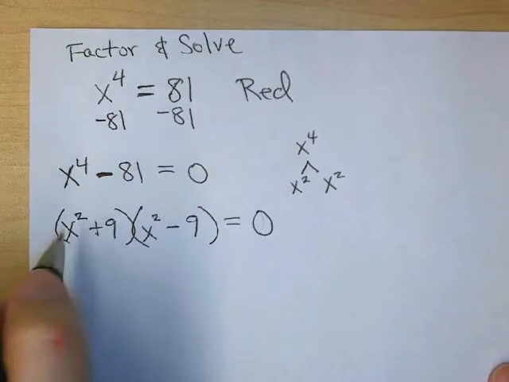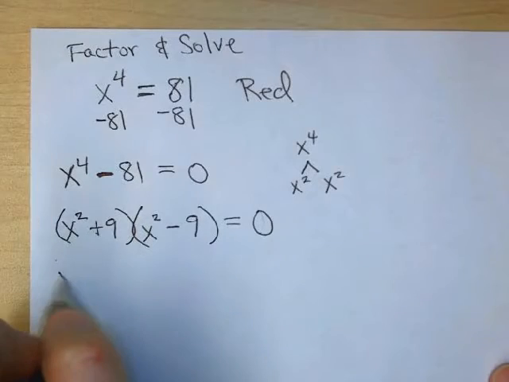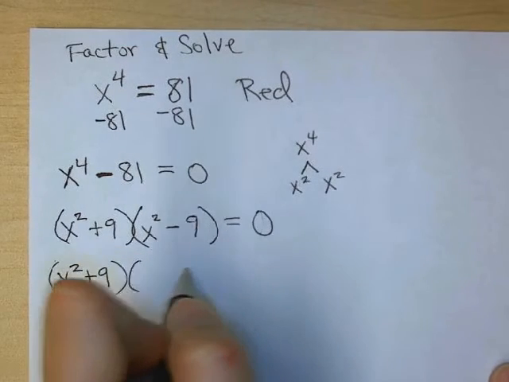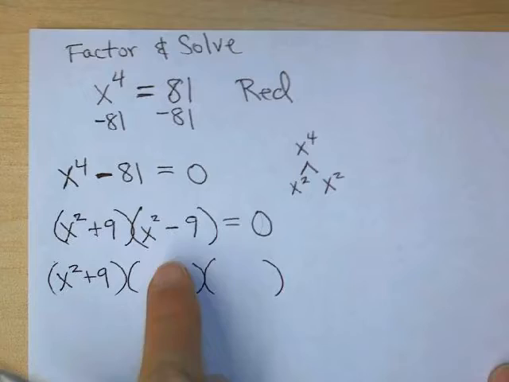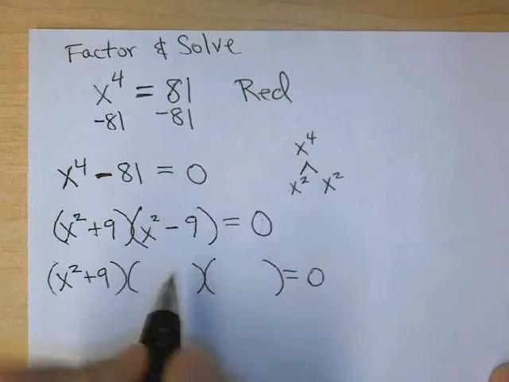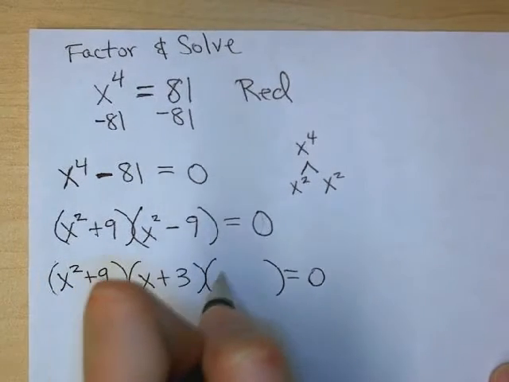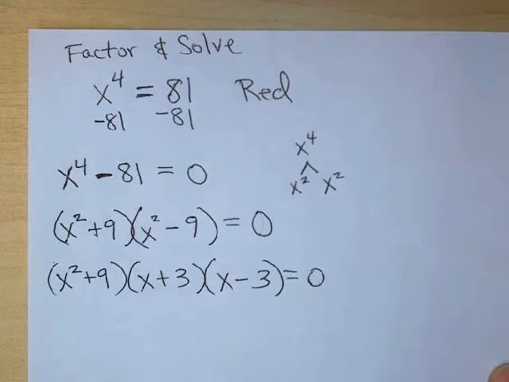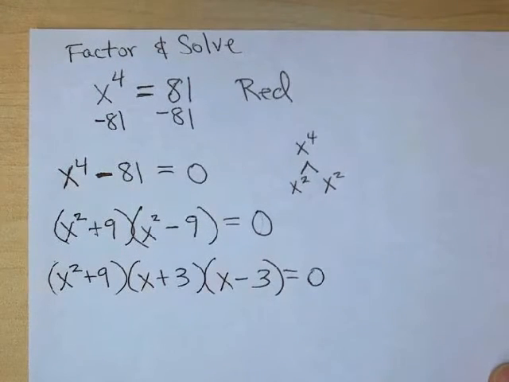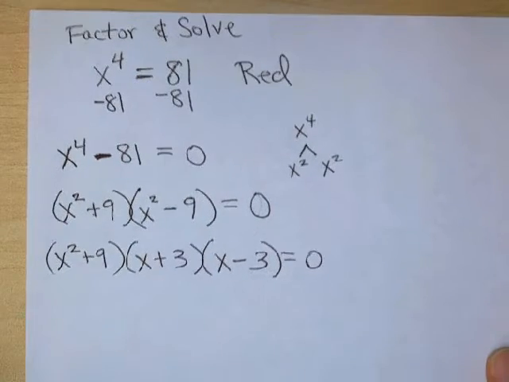Okay? So I have x squared plus 9, and then this x squared minus 9 is another one of those differences of squares. It can factor one more time. Like x plus 3, x minus 3, because 3 times 3 is 9. Positive 3 times negative 3 is negative 9. Now it's all factored. So then you solve it.